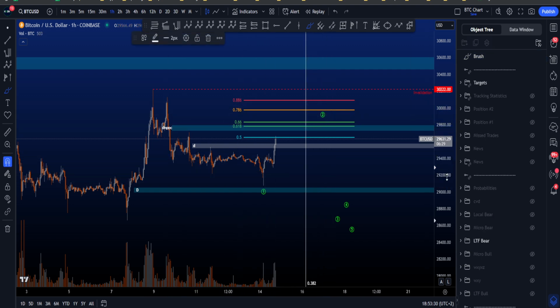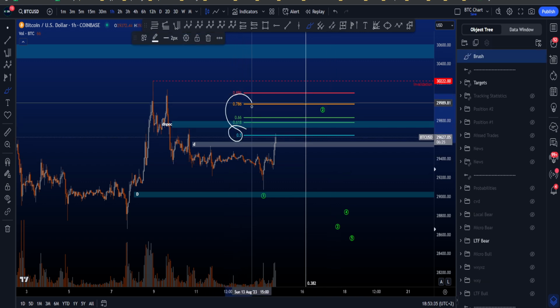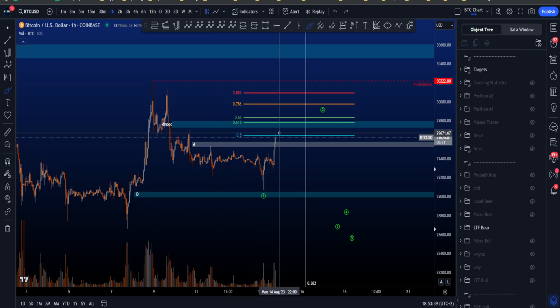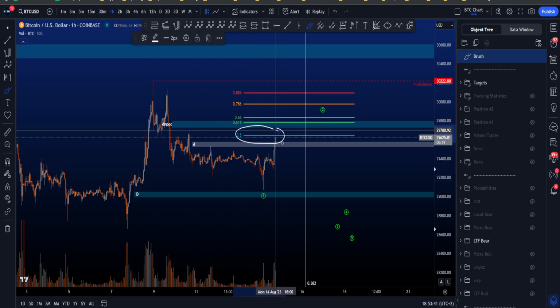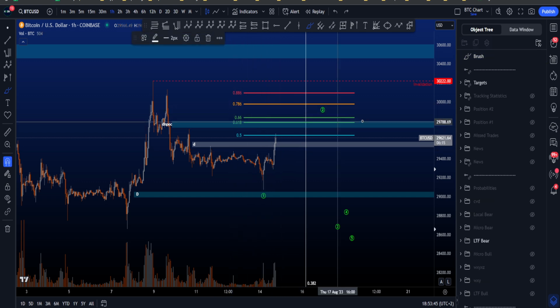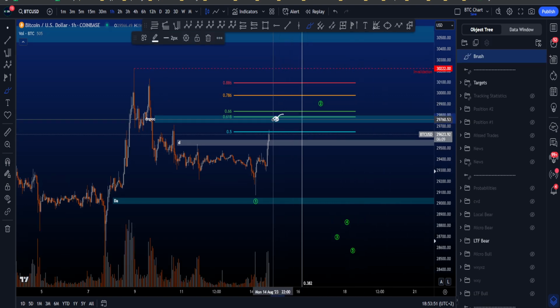Looking for a wave 2. Most common target area for a wave 2 is between the 0.5 and the 0.786 Fibonacci, taken from the high to the low of wave 1. Price just now while recording hit the 0.5 very nicely, but you can see that the golden pocket is in confluence with that resistance area over here, which for me is a very important and very interesting level indeed.